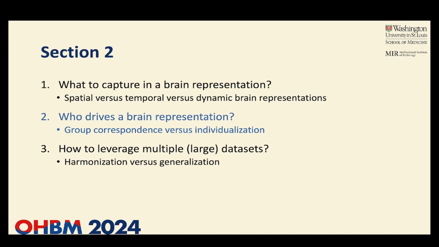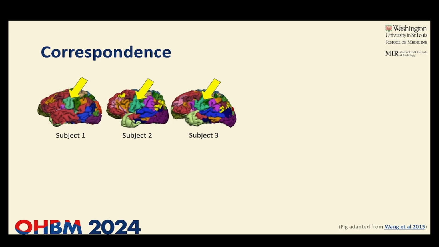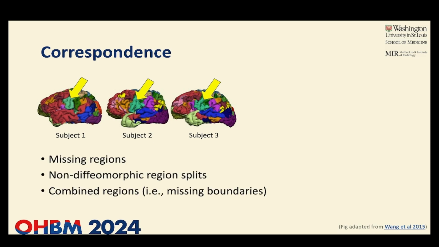So let's go to section 2, which is the question of what drives a brain representation. And here I want to talk about correspondence. So usually in most cases in neuroimaging, we want to compare brains from multiple people to each other. And in order to do that, we have to make sure that we're looking at the same region. So there's this tension between capturing individual brain organization as accurately as possible, but still being able to compare brains across different people and having the same thing to compare. And this can be challenging.